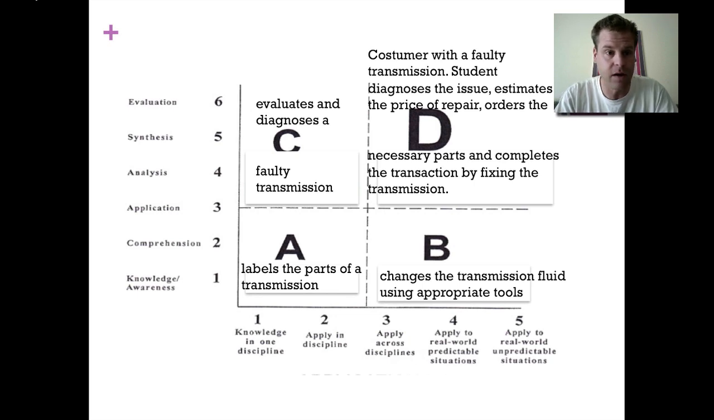You have high rigor evaluation, synthesis, and analysis, and you need to know the parts that you learned in A. You need to understand how to change the transmission fluid. You need to know how to evaluate and diagnose a faulty transmission. If you give the student D as their end game, they must learn A, B, and C before they can get there, which means they get them all.